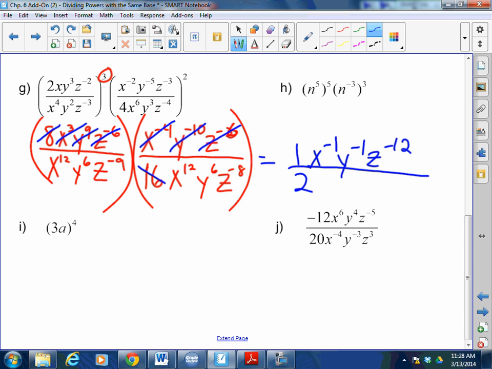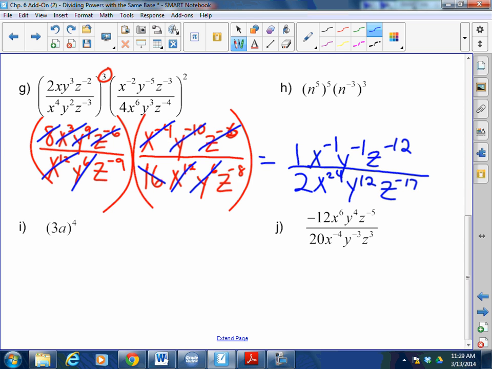Denominator, x to the 12th times x to the 12th is x to the 24th. Y to the 6 times y to the 6 is y to the 12th. Z to the negative 9 times z to the negative 8 is z to the negative 17. It was z to the negative 9 times z to the negative 8, sorry. Now, what do we do?